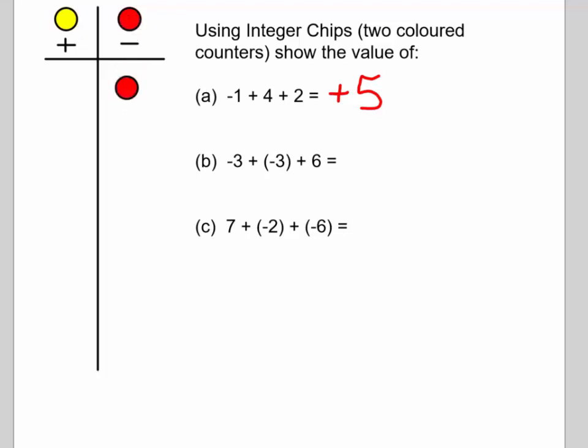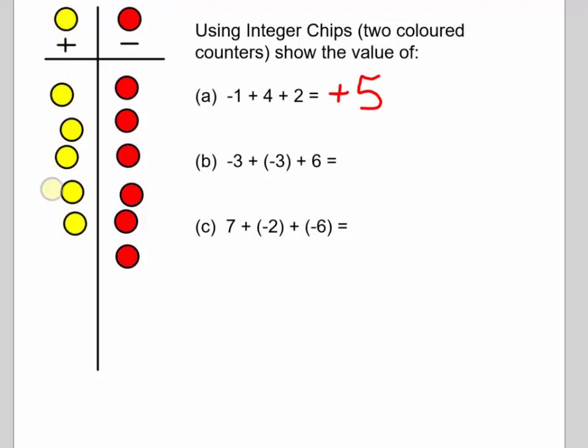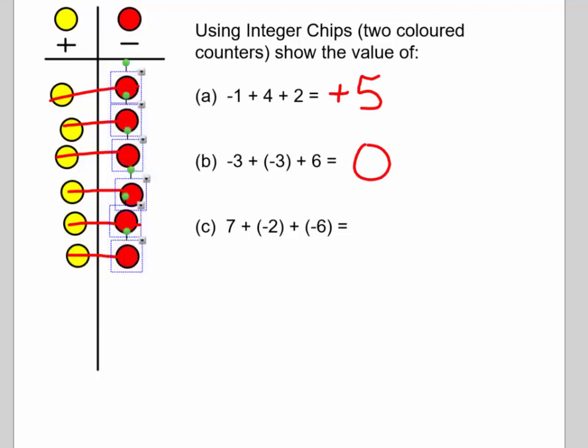So -3 plus 3 more negatives plus 6 positives. And if we match these up here, they all zero out. And so what we come up with is an answer of 0 here. Okay, so hopefully you got that. Let's take a look at the last one.